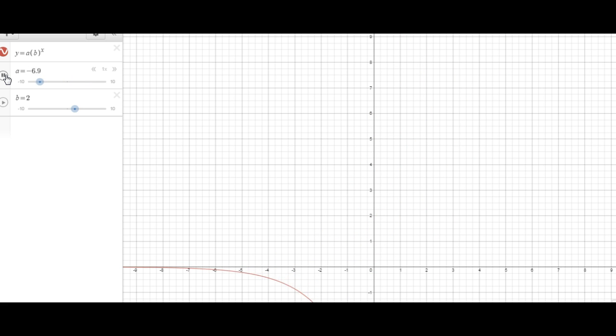Now what's going to happen when a goes negative? Well, okay, it's going to reflect over the x-axis, right? You just think about it. So if the a value goes negative, then that value is going down. Okay, so we'll stop that there. Now what happens to b? Let's reset a to 1.